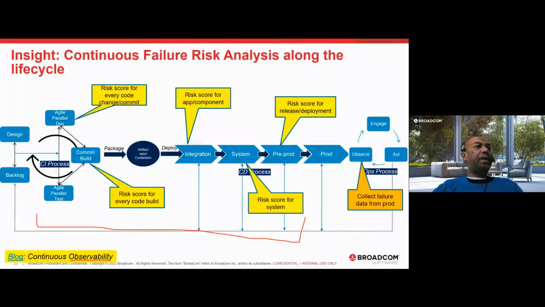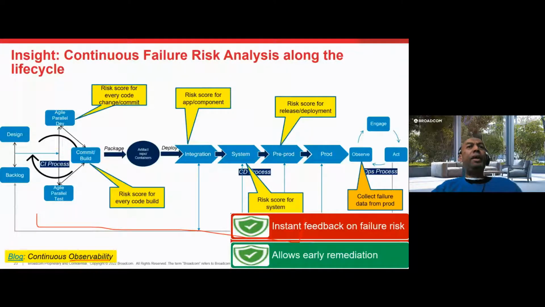There are a lot of detailed practices that I've put out there on how to implement continuous observability, and there are tools out there as well. Obviously, observability is great for driving both velocity and quality. Why? Because it provides instant feedback on failure risks. The whole idea is to control our failure risk, and it allows early remediation from a quality perspective.